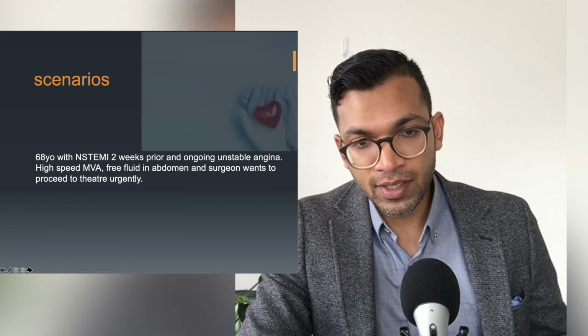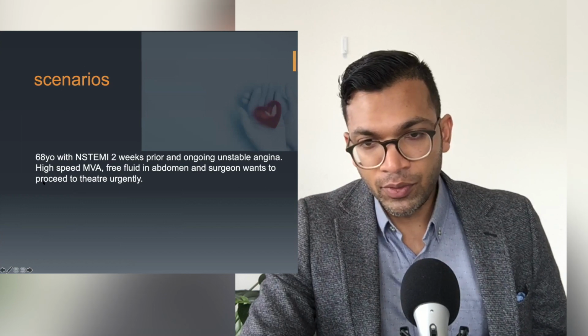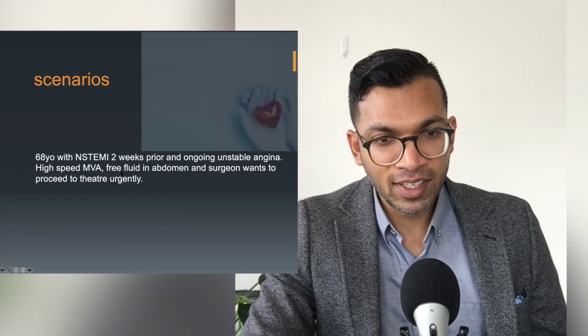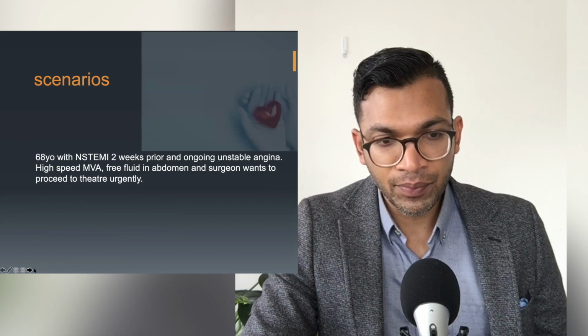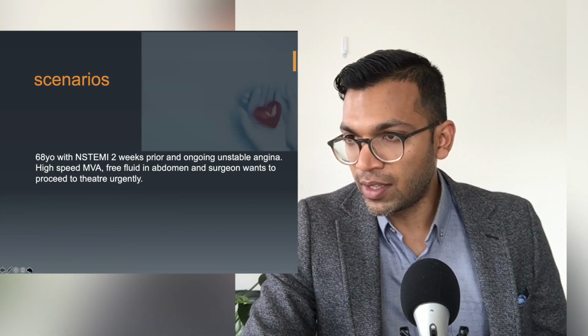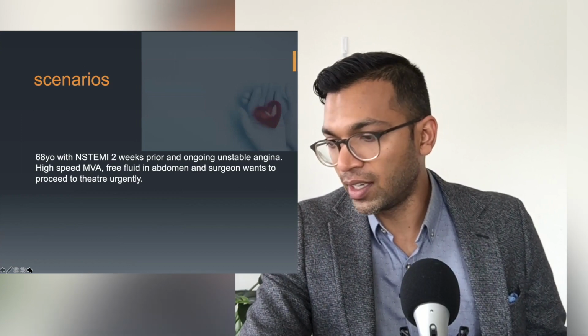68-year-old patient, non-STEMI 2 weeks prior, and ongoing unstable angina. They had a high-speed MVA, free fluid in the abdomen, and the surgeon wants to proceed to theatre urgently. So I want you to now take 30 seconds for this one. Think about what you need to do according to the guideline.